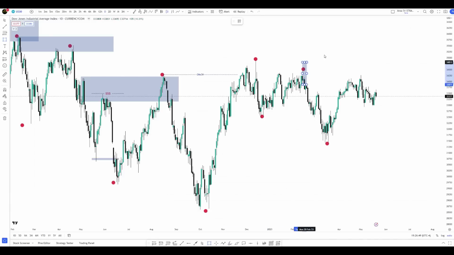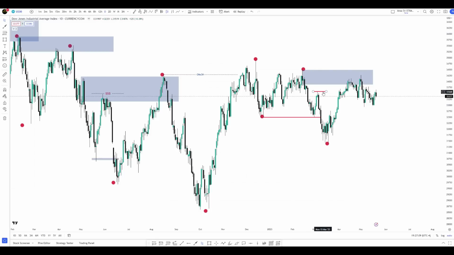Price ended up respecting this supply zone here after the break of this structure. After the break of this structure here, price ended up creating this supply zone and creating this inducement. All right, or liquidity. You can call it inducement, you can call it liquidity. It's all the same at the end of the day.